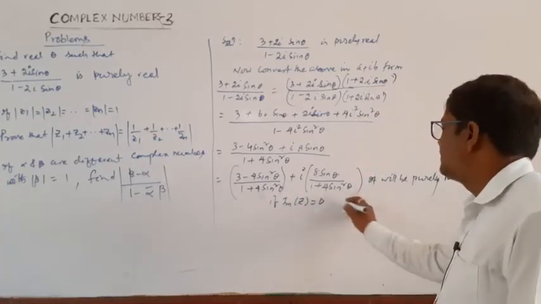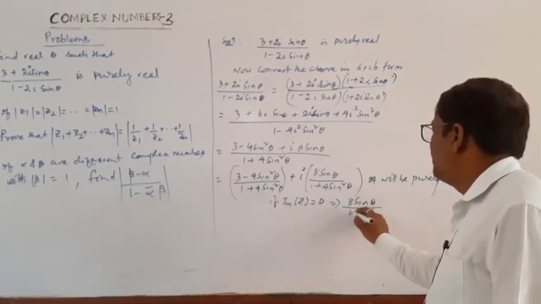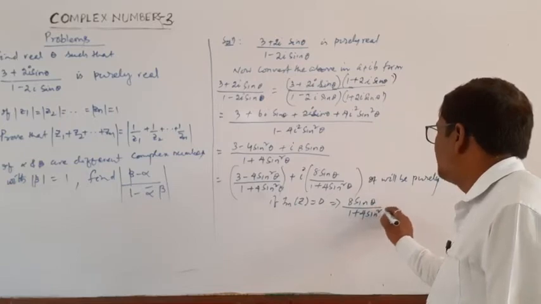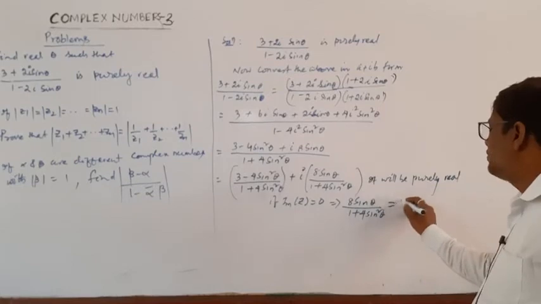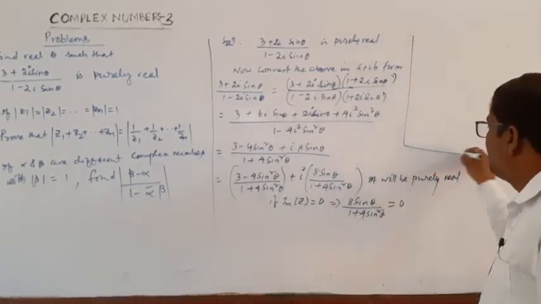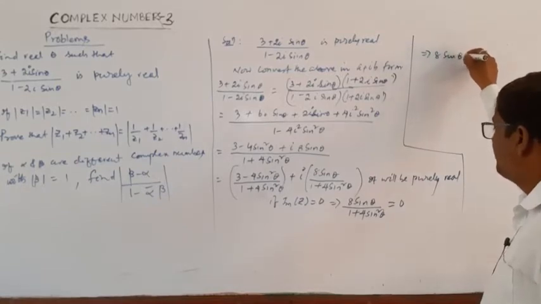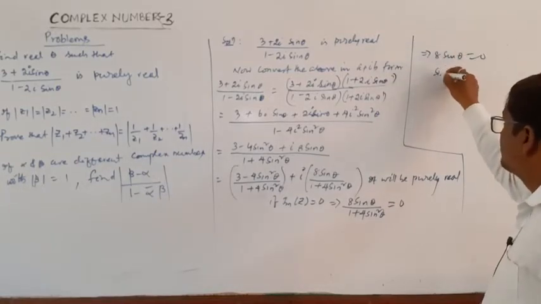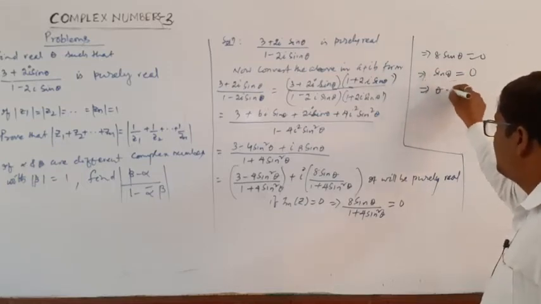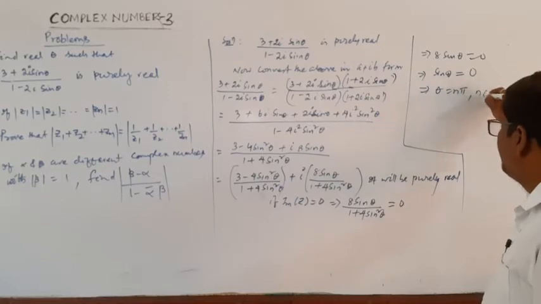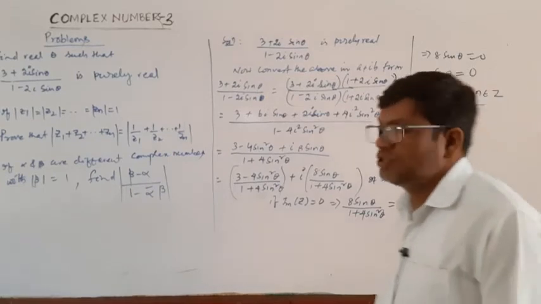That implies 8 sin θ divided by (1 + 4 sin² θ) is equal to 0, that implies 8 sin θ is equal to 0. So sin θ is equal to 0, that implies θ is equal to nπ, n belongs to Z. This is the solution of question number 2.